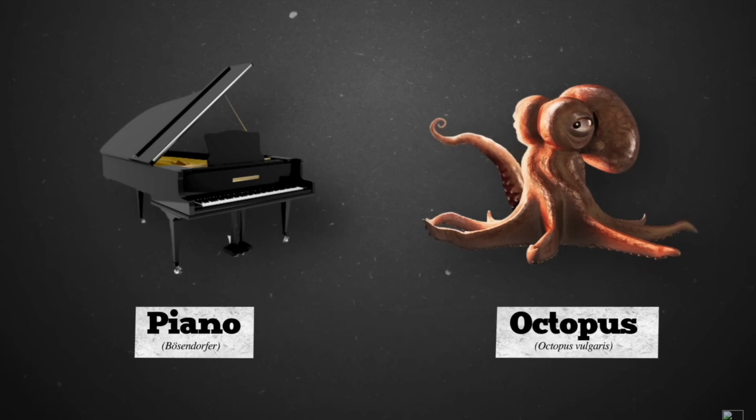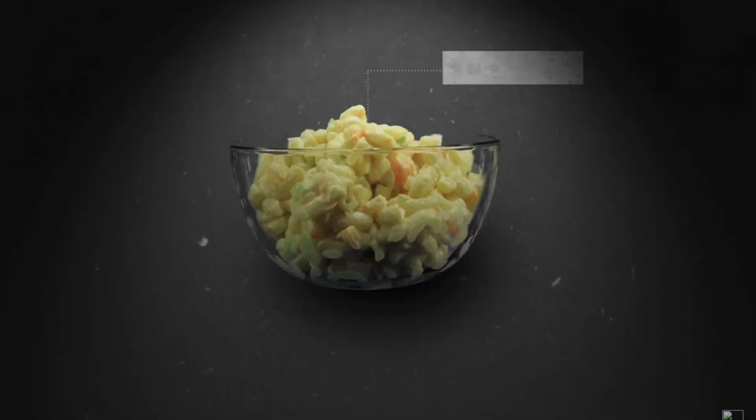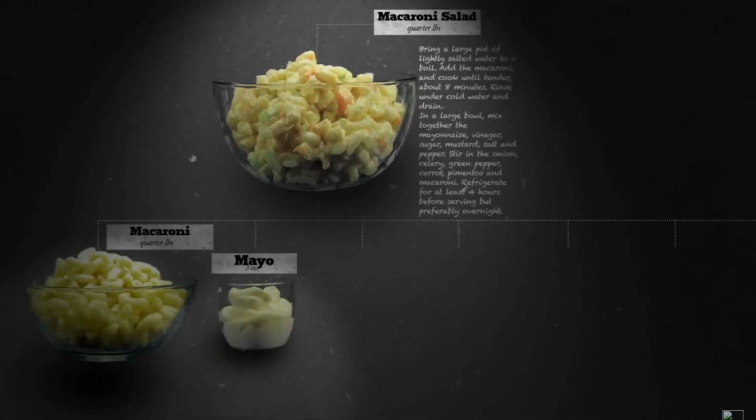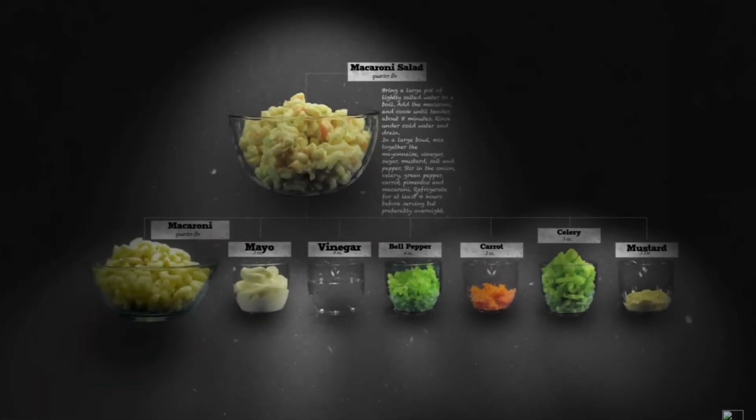To give you an idea of how this combining works, let's take something apart. Let's start with this bowl of macaroni salad. If you were to reverse a recipe for macaroni salad, you'll see it's made by mixing together a bunch of ingredients, like macaroni, mayo, vinegar, vegetables, and mustard. This type of combining is called a mixture.